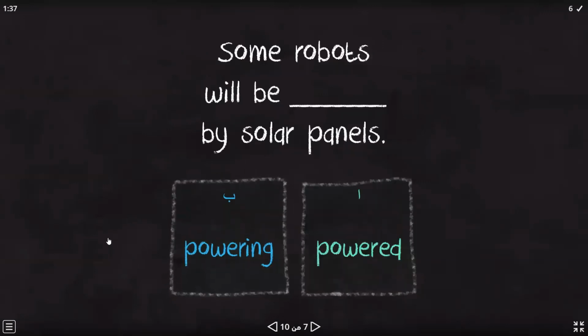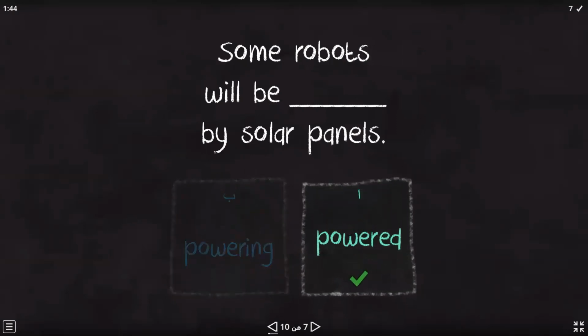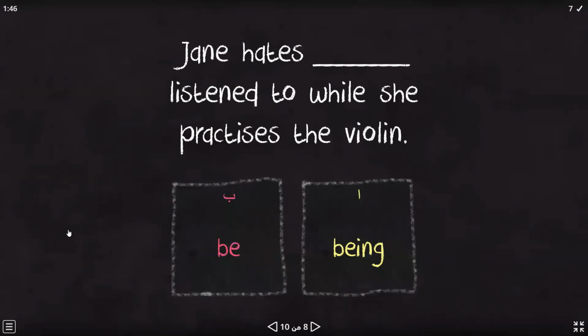Some robots will be powered by solar panels. Passive here will be the past participle, powered. Jane hates being listened to while she practices the violin. Hates is the verb and it should be followed with -ing. Jane hates being listened to. Passive here.